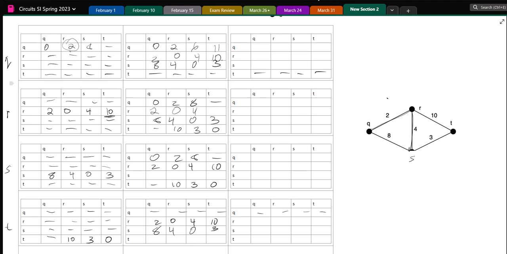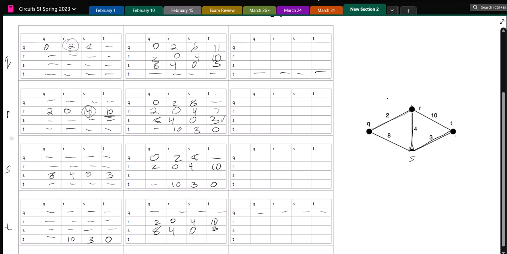What if we go through S? Okay. To get to T through S, from S to T is 3. To get to S in the first place is 4. 4 plus 3 is 7. Does that make sense here? To go from R to T, 4 plus 3 is 7. That does make sense. Okay.